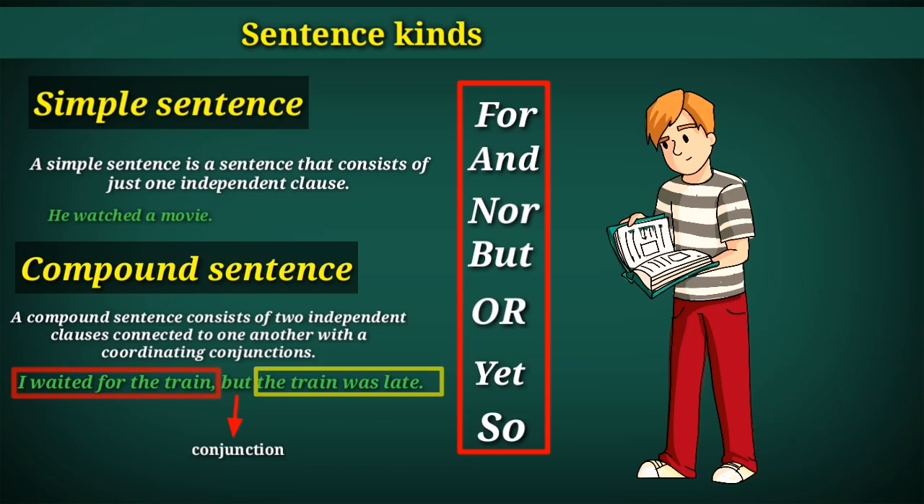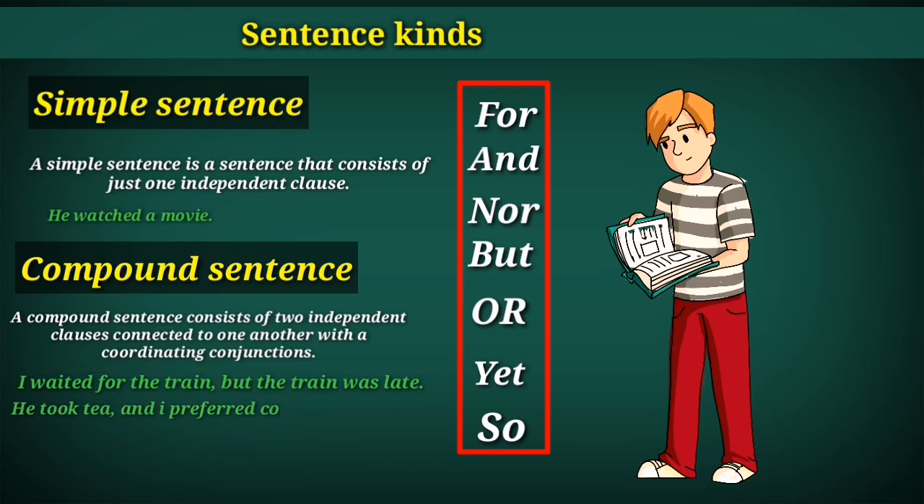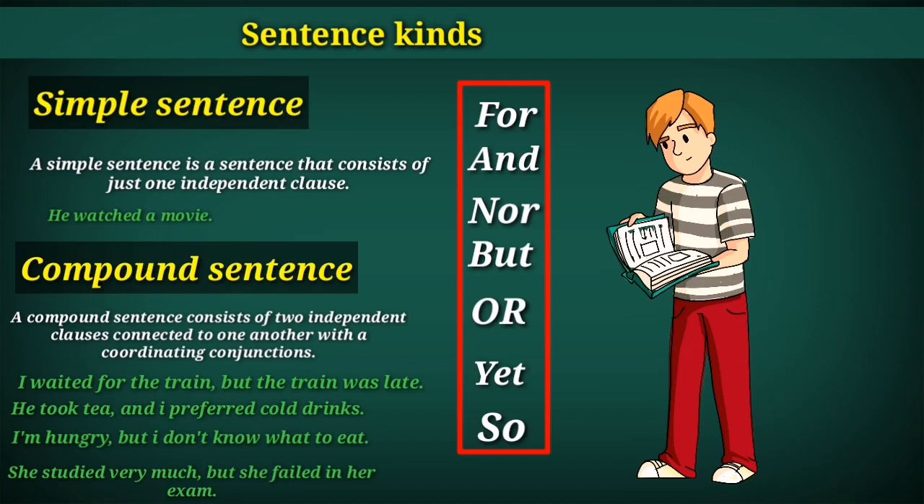of a coordinating conjunction. But there are so many examples of it, like: he took tea and I preferred cold drinks. I'm hungry but I don't know what to eat. She studied very much but she failed in her exam.